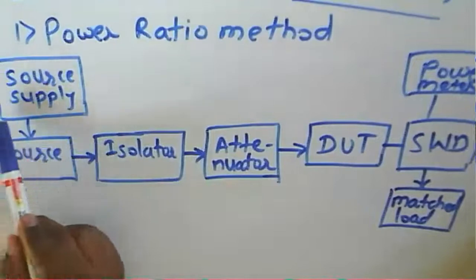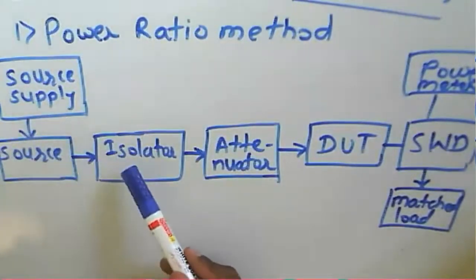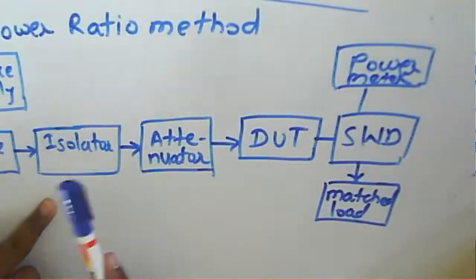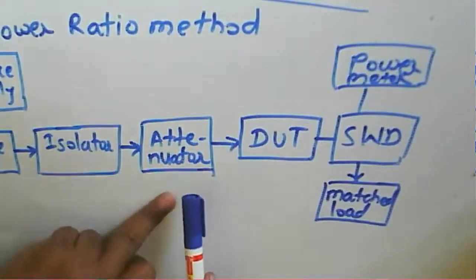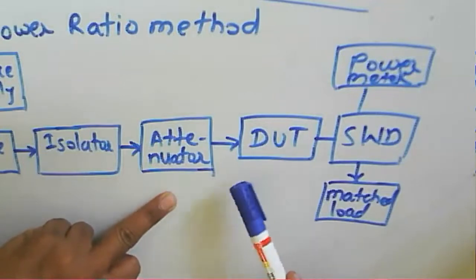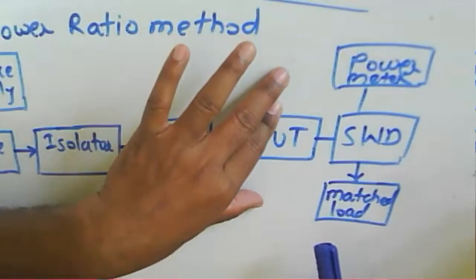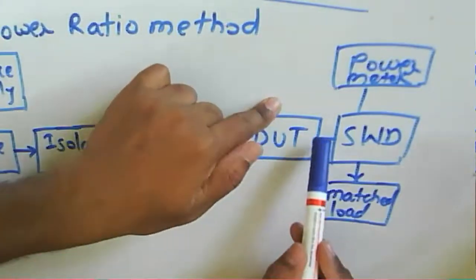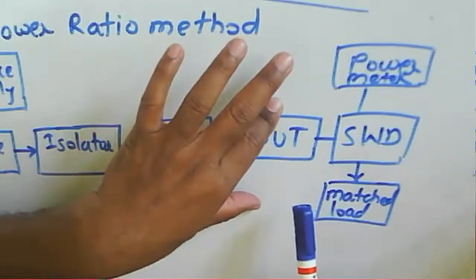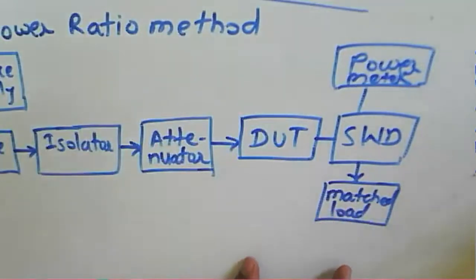So whatever the source supply, if it is a klystron power supply, then a klystron source, then your isolator. It is used to isolate the source and the load here. The attenuator is for controlling how much signal propagates through it. Then a device under test, which is useful for measurement of attenuation. When we place a device here, what will be the attenuation that takes place? That is the device under test for which attenuation is to be measured.